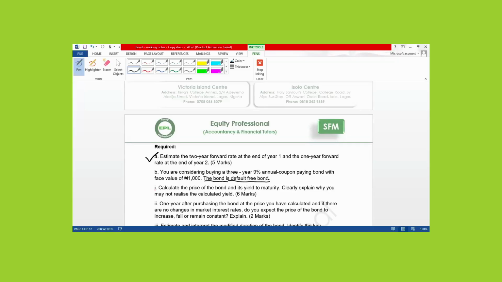The annual coupon is 9%. Face value is 1,000. What is the price of this bond? That is, calculate the price of the bond. How much should I pay for it? The bond is for 3 years maturity. That means you are required to calculate the price of a redeemable bond.